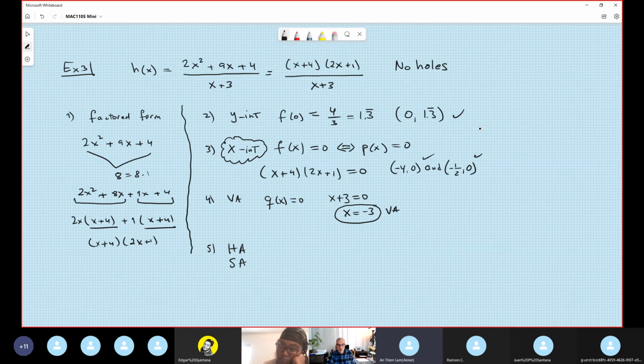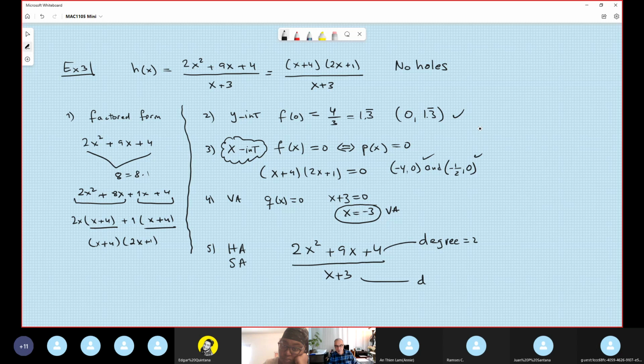Because the degree is equal. Okay, let me copy again: 2x squared plus 9x plus 4 divided by x plus 3. Remember the analysis of the degree. The degree of the polynomial in the top is 2, and the degree of the polynomial at the bottom is 1.